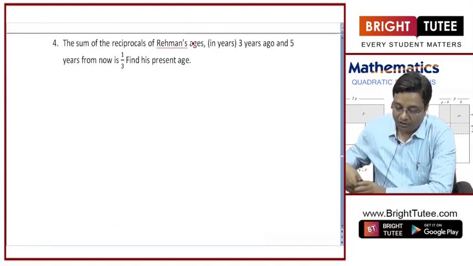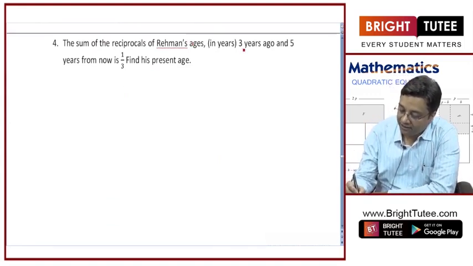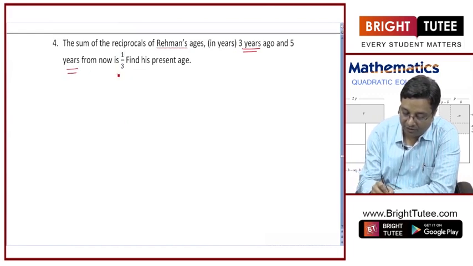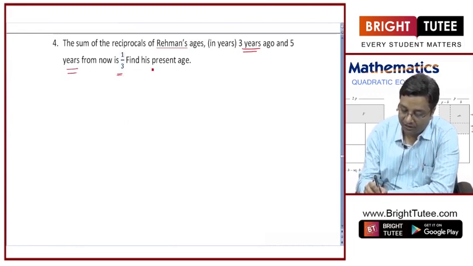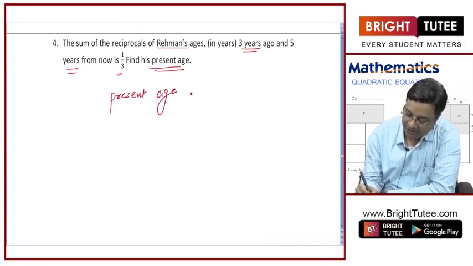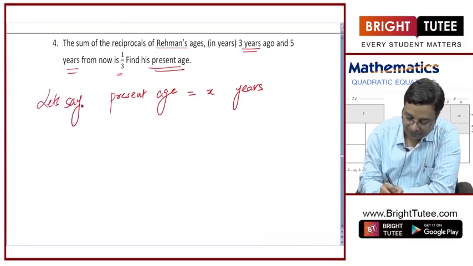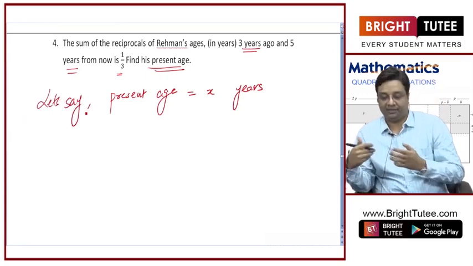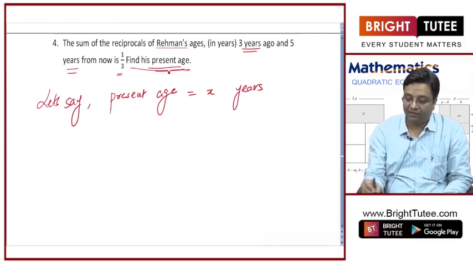The sum of reciprocals of Rahman's ages 3 years ago and 5 years from now is 1 by 3. What is his present age? So first of all, you assume the present age as x years. Let's say the present age is equal to x years. Start the question with this one.